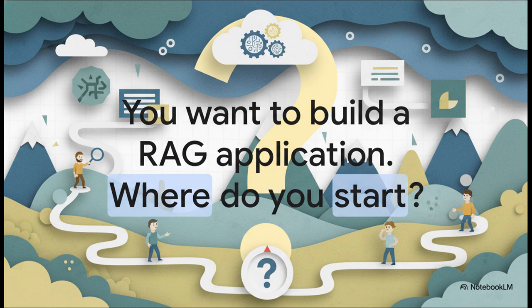Okay, so you've decided to build a retrieval-augmented generation application. You know, a system that lets a language model look up information from your own private documents before it answers a question. Awesome idea. But right away, you're hit with a huge question. Where on earth do you even start?